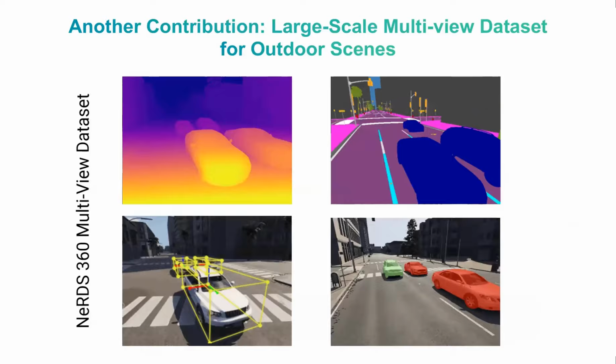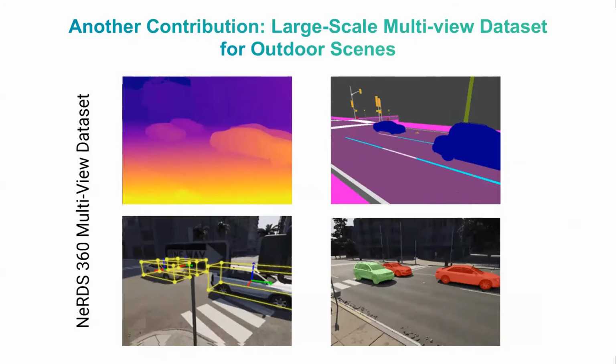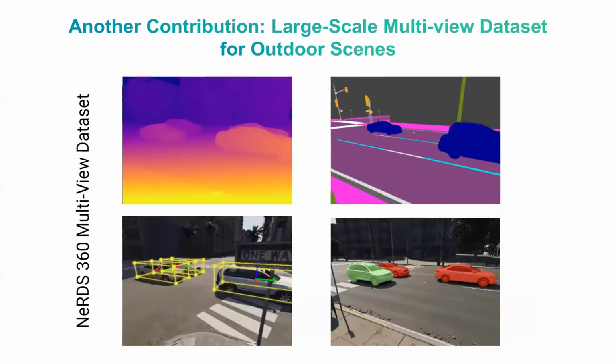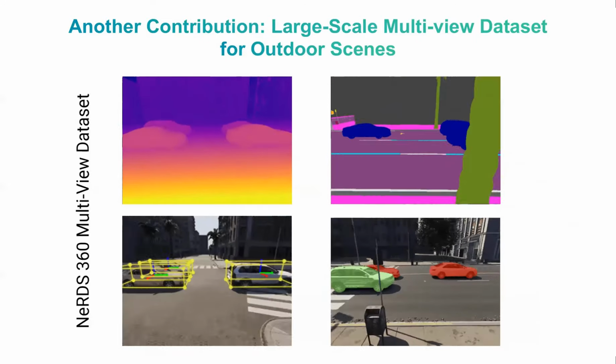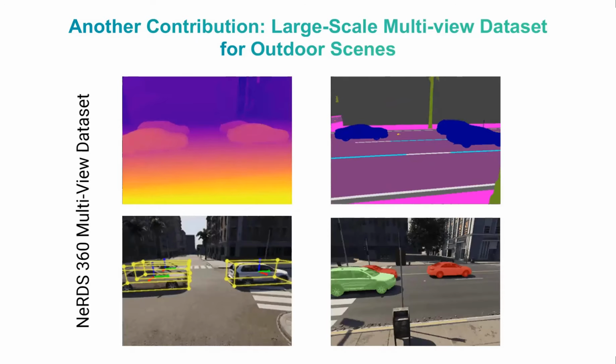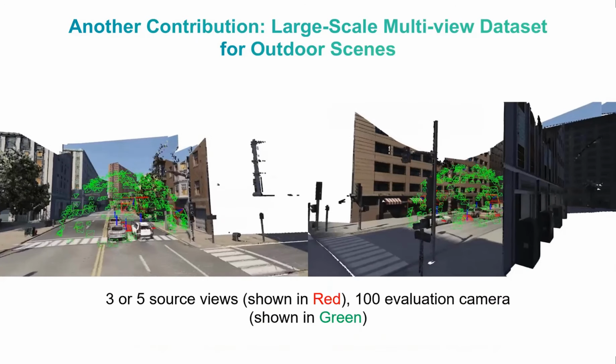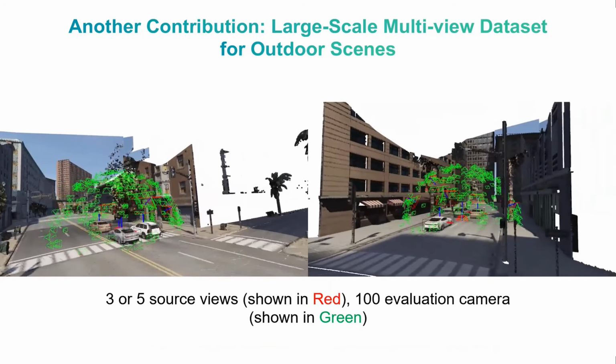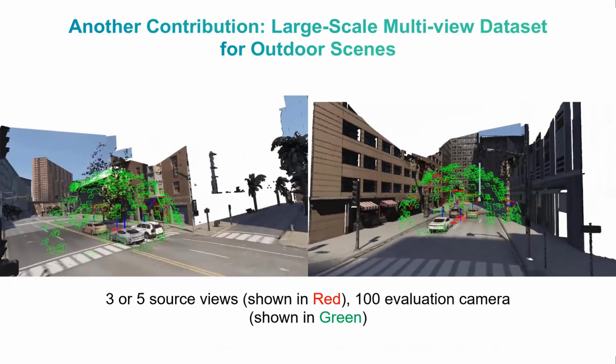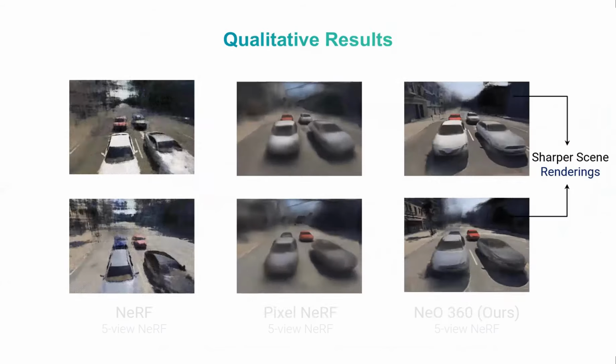Now, as another contribution, we propose this large-scale data set to study this few-shot novel view synthesis task at scale. And the data set is both photorealistic and comes with annotations, as you can see, all of these different annotations to study these very challenging tasks. And the main task here is to study few-shot novel view synthesis, where you can see that during inference for a completely novel scene, one has only access to one, three, or five source cameras, which are shown as red cameras, where the task is to render the scene from all the surrounding viewpoints, which is shown here as green cameras, and they may be like 100 depending on the scenario. And this is a very, very challenging task.